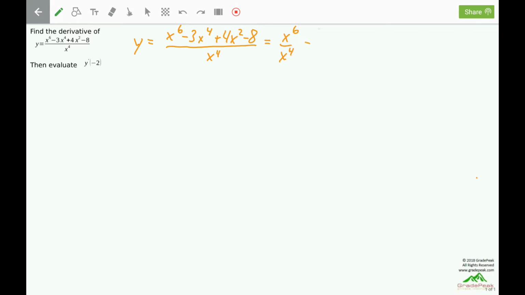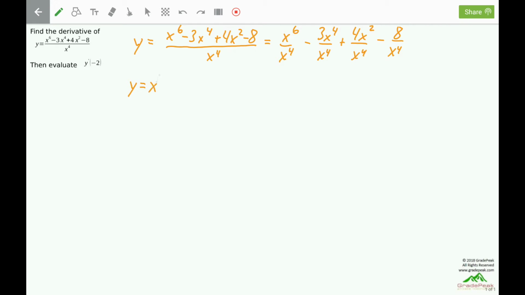x to the 6 over x to the 4th minus 3x to the 4th over x to the 4th plus 4x squared over x to the 4th minus 8 over x to the 4th. We have x's in the numerator and denominator. We can combine these by, because of the division, subtraction of exponents.